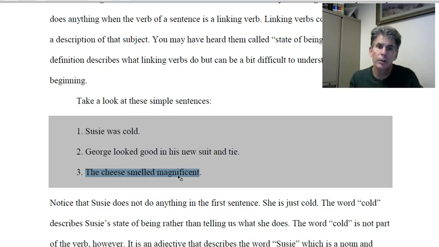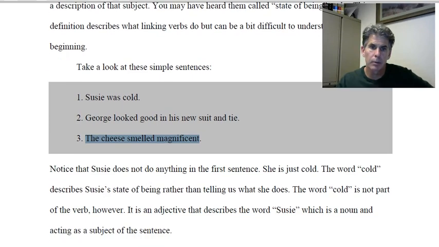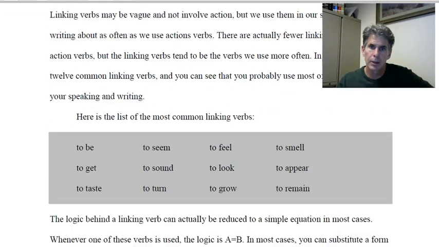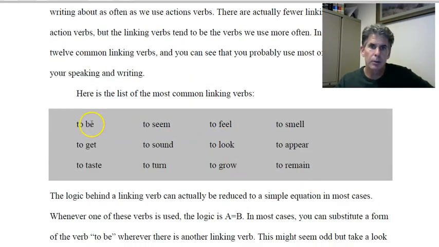And notice all of these, well, if you take a look at cheese smelled magnificent, you can actually swap in the verb to be in there. The cheese is magnificent. And that, you can see it basically makes sense. Okay, I'm describing it. What these linking verbs do, and here I have to give credit to my professor for Latin for many years, Professor Haley. She said, linking verbs are A equals B. That's how they function. And here's the list of the most common linking verbs. There are a few others, but this list, you can see, shows up all over the place.